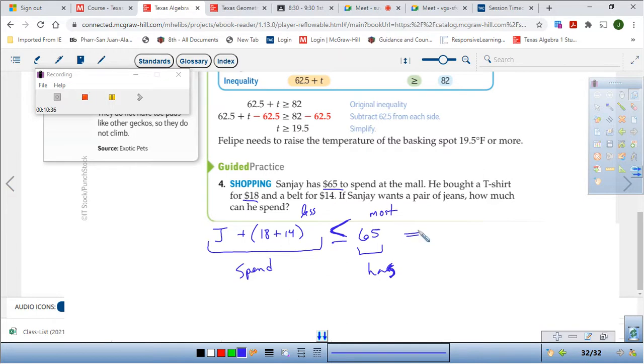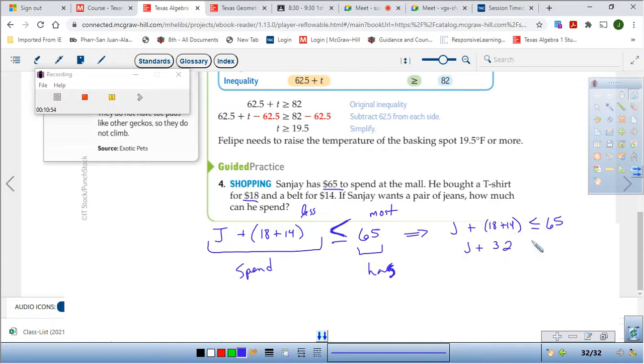So I'm going to step to the side real quick. So we're going to let J count the jeans that he wants. He already has spent 18 and 14, and he can't spend any more than that. 65 is the most, and he can spend the whole 65. I'm going to add these up real quick. Keep in mind it's 12, 32.